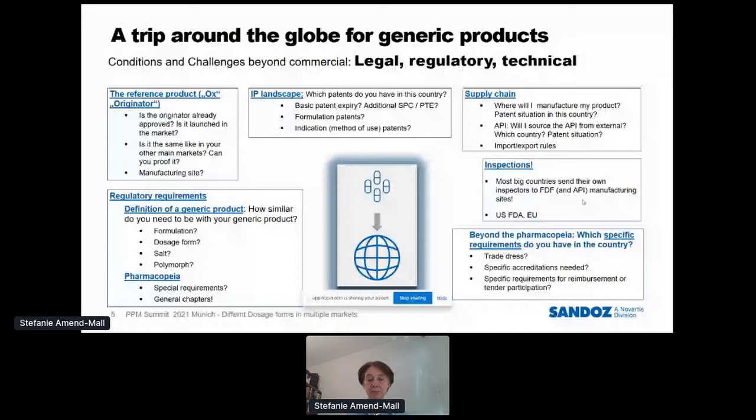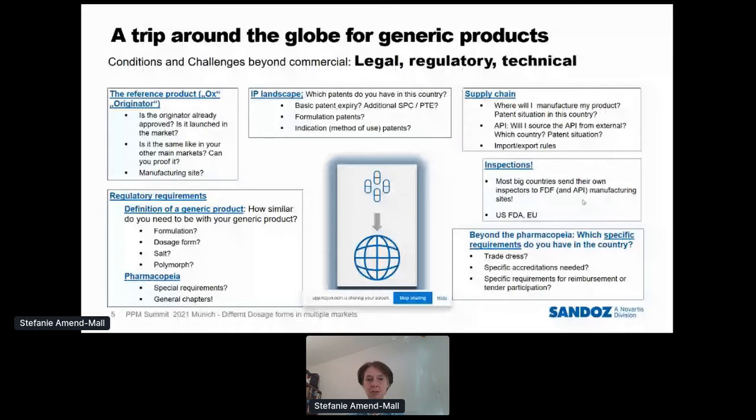Another question is, can I use different salts? In some countries, it is still possible, so you can circumvent salt patents. In other countries, it's not. I mean, in Europe, for example, often it is possible. You can go with a different salt. In US, no, usually not. China, forget it. Japan, forget it. So these are the differences in the markets you all have to bring into your original development strategy.